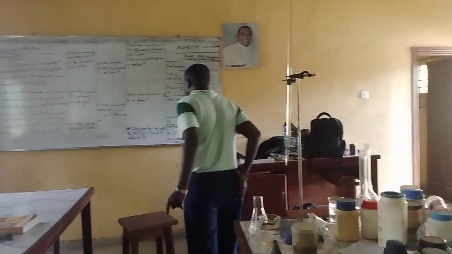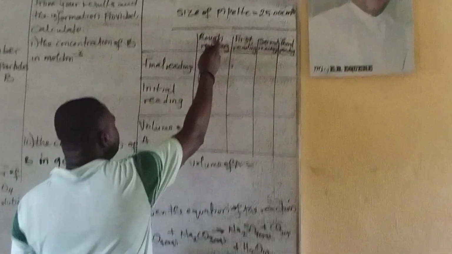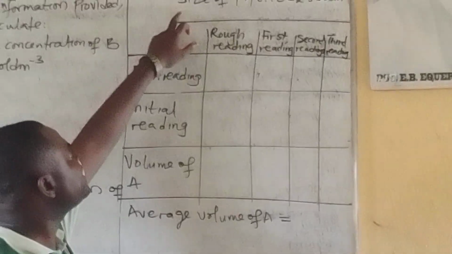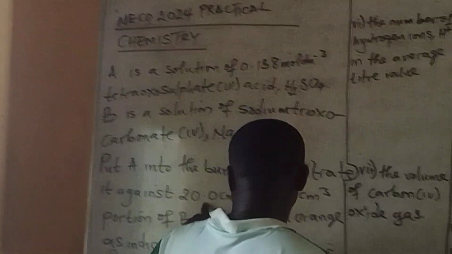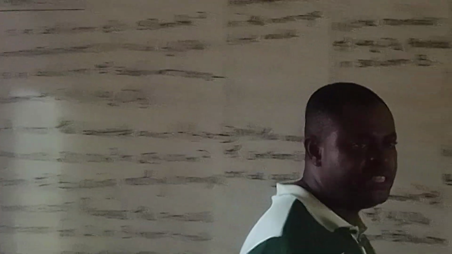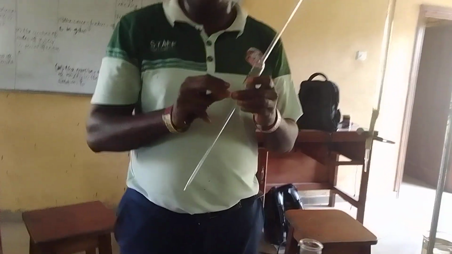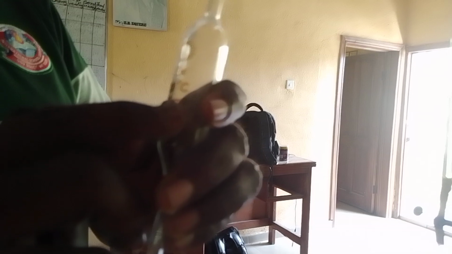And from the table, it's showing my rough reading. Now, take note of one thing. When you are tabulating, the first thing to do is to write the size of the pipette. Because the question said you should titrate using either 20.00 or 25.00 cm³, but the size of the pipette that is usually common, that we are using in this place, is the one that is 25 cm³. You can see it here, 25 ml. That is the size of the pipette.